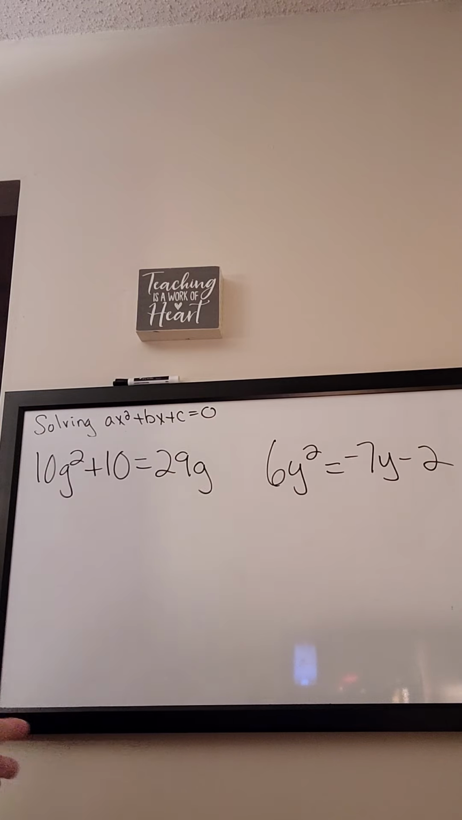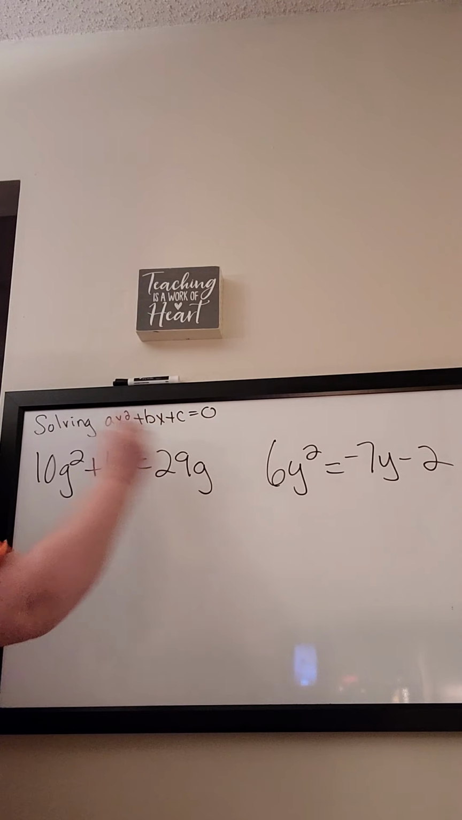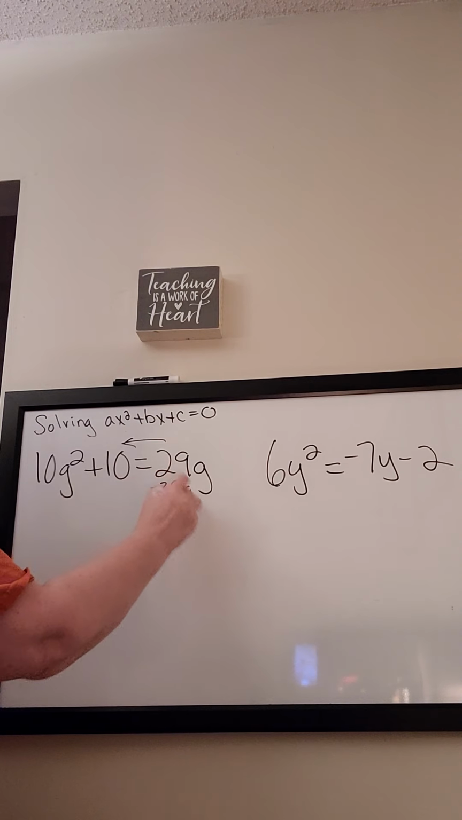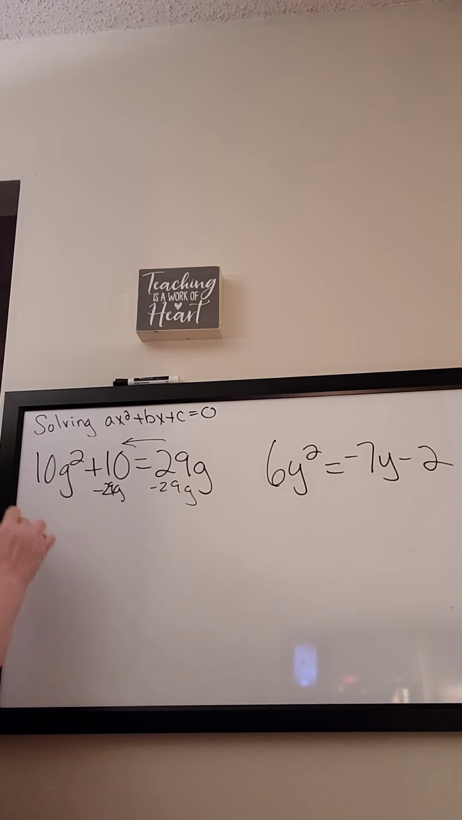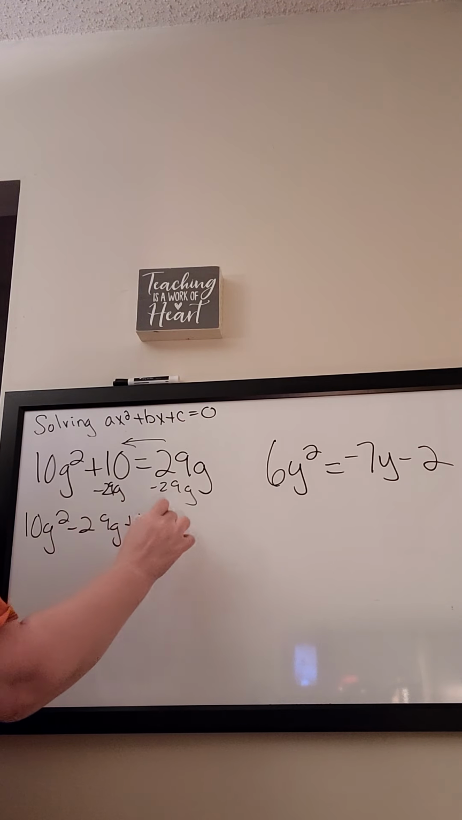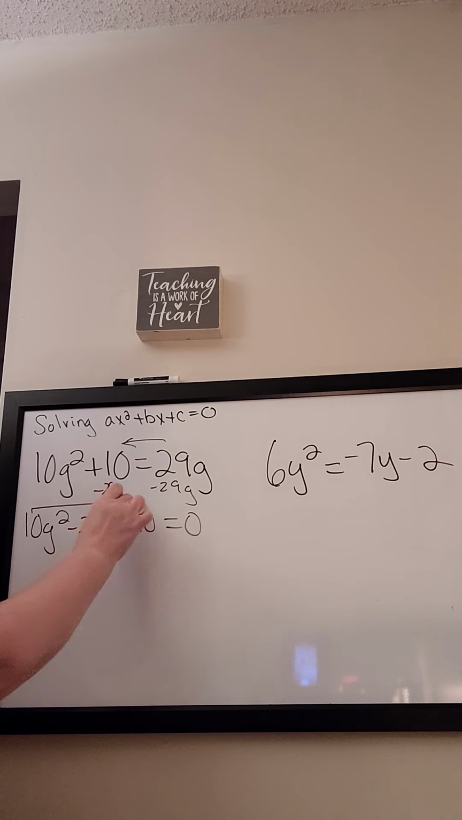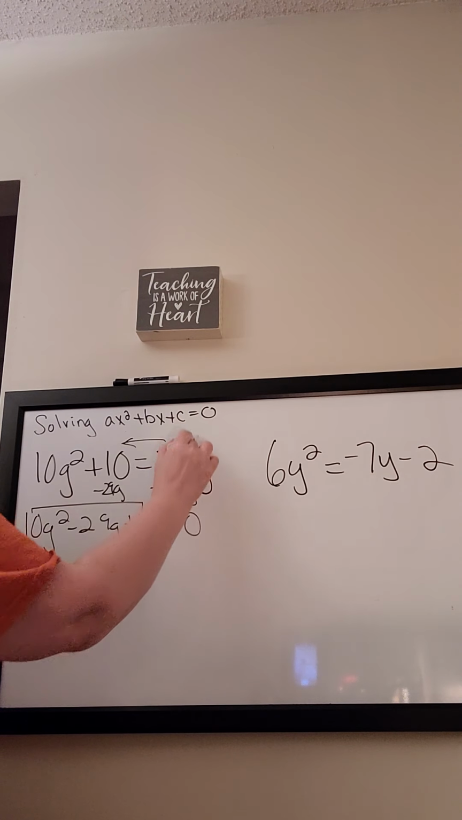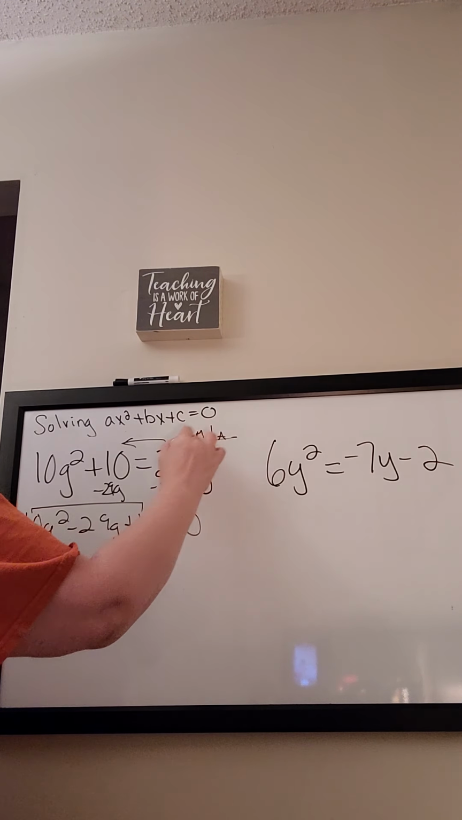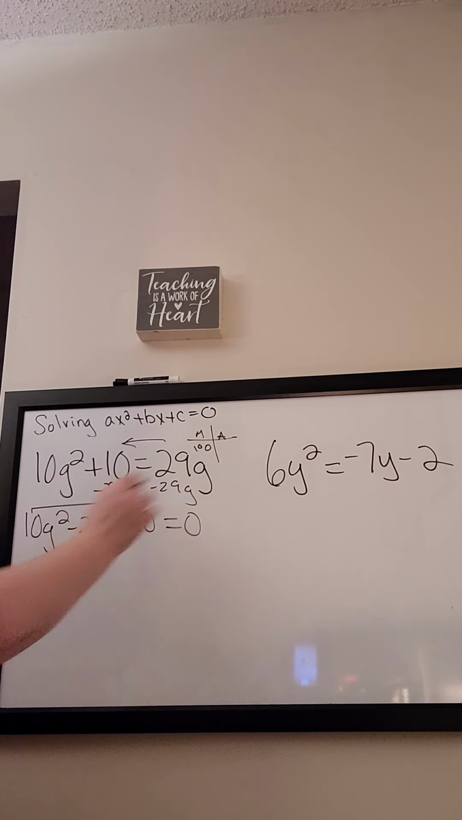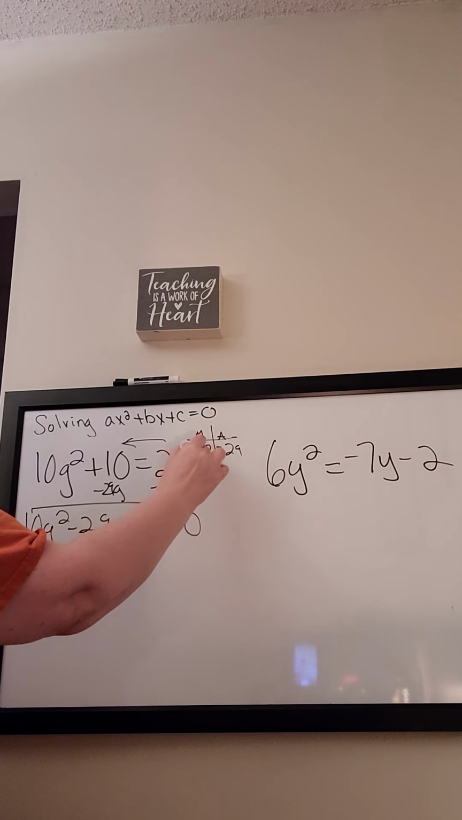Okay, this time we're going to use that quick method where we end up dividing. But first thing we need to do is put it into standard form, from greatest to least on the exponent. So we're going to have to subtract 29g from both sides. So we get 10g squared minus 29g plus 10 equals 0. So we still need to figure out what we need to multiply to get 100, and we need to add to get negative 29. These are both going to be negative. Negative 25 and negative 4.